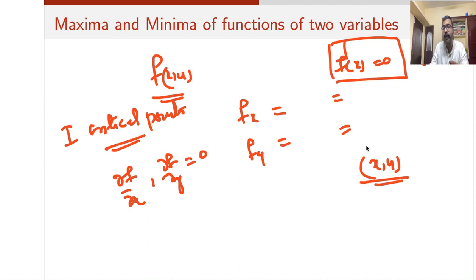Okay, so there can be one point or many points also. Anyway, you will be getting a two coordinate point there. Those points are called the critical points, which have the possibility of being a maxima or minima or something else. Okay, so this is the first step.